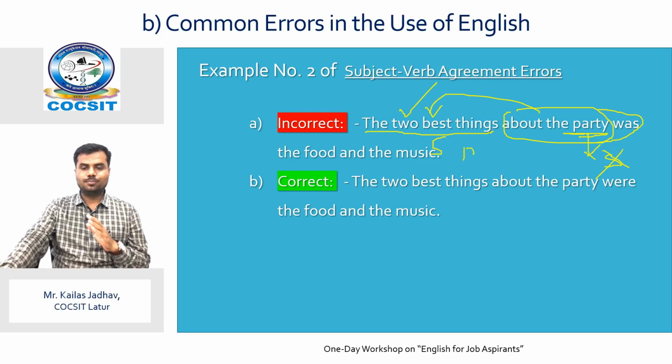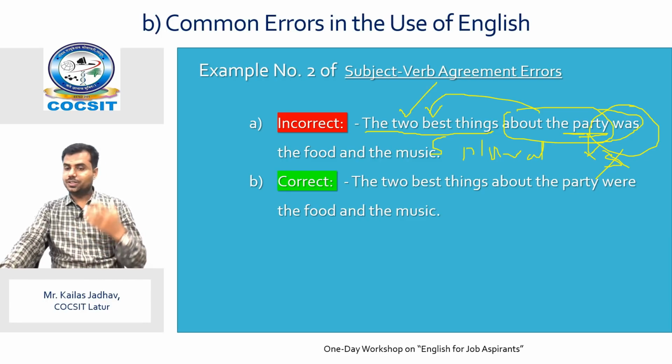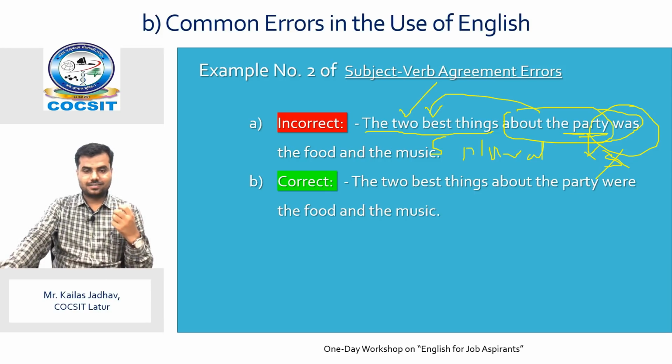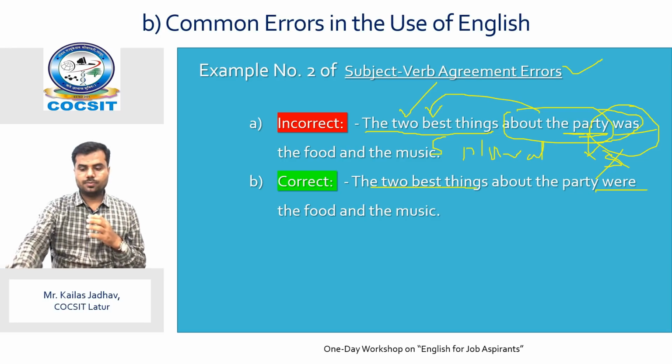So the subject here is plural, and that is going to create a problem while using the verb. That is where one can commit a mistake. Two best things about the party was. When we listen to it, we feel it's a correct sentence, but it's not correct as per the subject verb agreement rules. The subject is plural, so it should go with the plural verb as well. That's what: two best things about the party were the food and the music. This is an example of subject verb agreement.